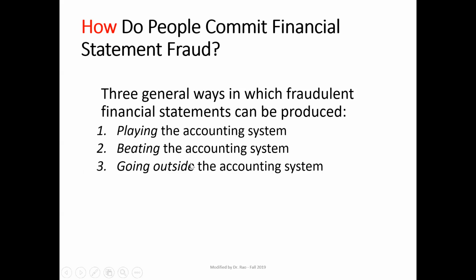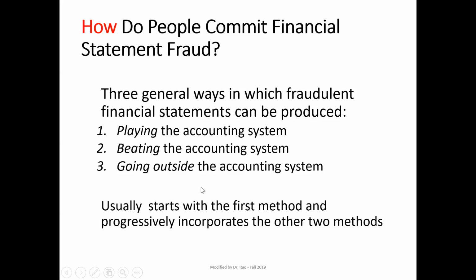Beating the accounting system is someone falsifying things by way of false invoices. I say I have revenues that never happened. That's fictitious revenues. So that's completely lying about the system, because it's never going to correct itself. Going outside the system is I come up with financial statements that are completely fake. There are no source documents. There's nothing to back it. I just produce financial statements.